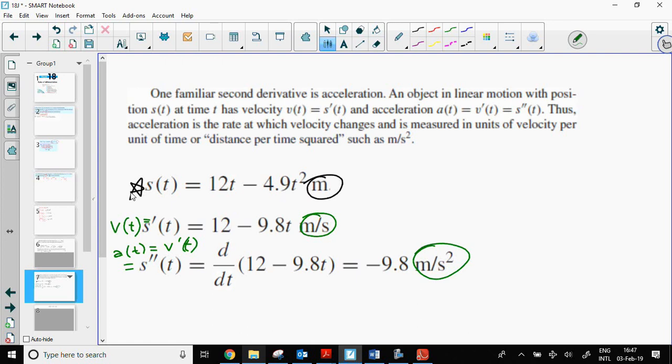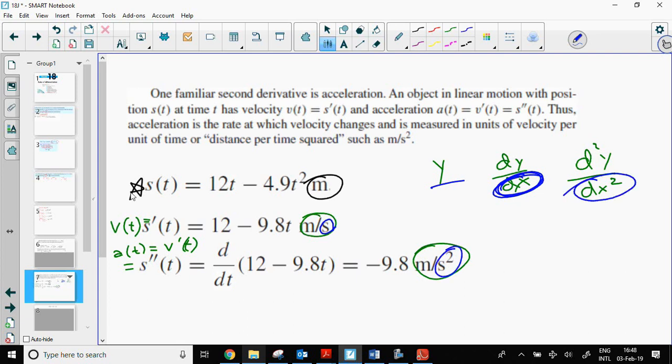Think back to, we have y, we have dy dx, and we have d2y dx squared. Take a look at the denominators. There's no denominator. We have dx, where we're taking the derivative of the rate of change of position with respect to time. Our denominator all of a sudden has time in it. With respect to time squared, our denominator has time squared. Meters, meters, meters. All right, so that's what I was referring to earlier.